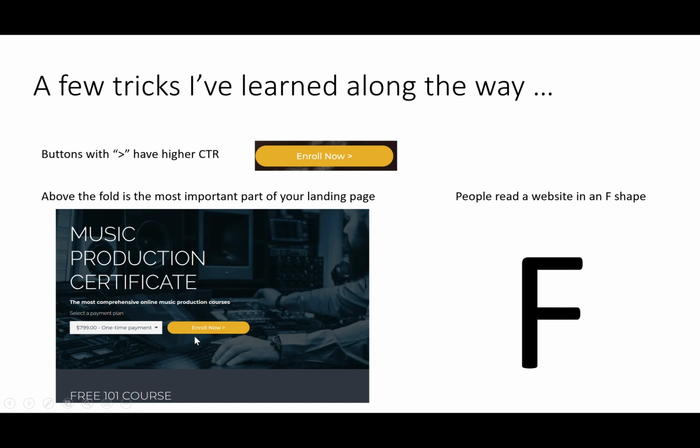The calls to action are super important, and it's super important to have a call to action above the fold, so that if people want to buy, they can click right then and there.